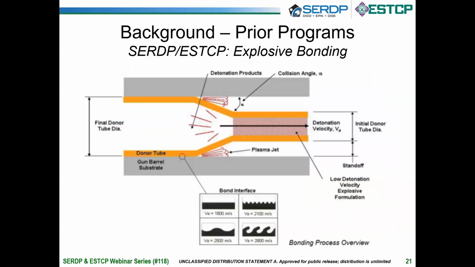So going back to our first program, which started about 10 years ago, explosive bonding is a process where you put a donor tube, that's the orange in the area you see right there, inside a weapon. You'd fill the donor tube with a proprietary explosive. You'd ignite it, and it literally would fly down the gun tube and weld itself to the inside of the gun tube, creating a nice thick liner. And this liner could be whatever material you wanted, whatever refractory metal. So we did this on full-length medium caliber weapons.